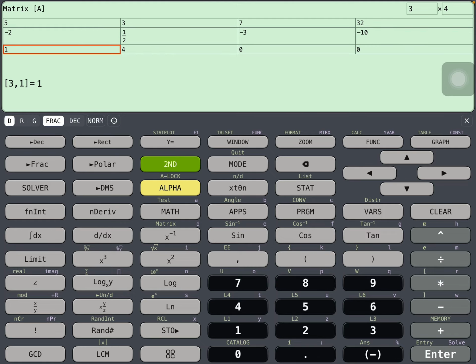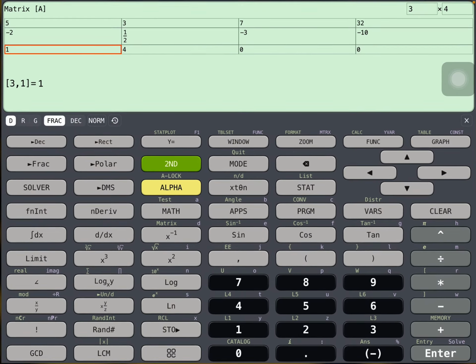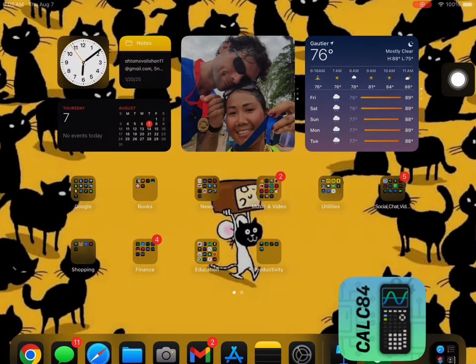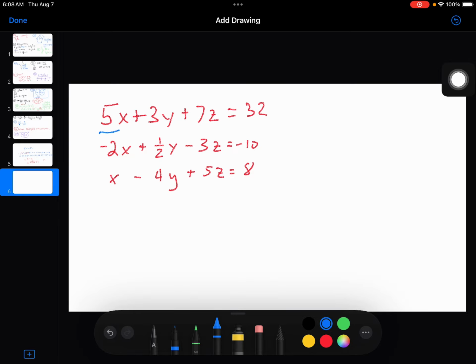Every time you press enter, it's going to go to the next cell. Sorry. And then 1, negative 4, 5, 8. Okay, so we've got our matrix in there, and again, those values are just the coefficients 5, 3, 7, and then the answer for that last column.